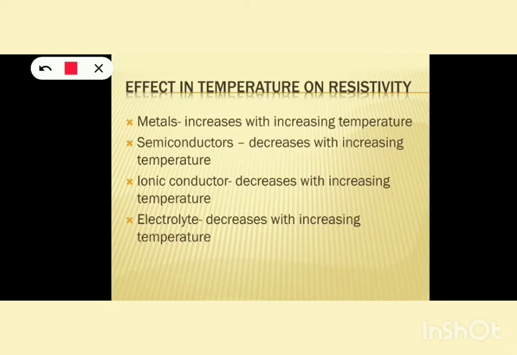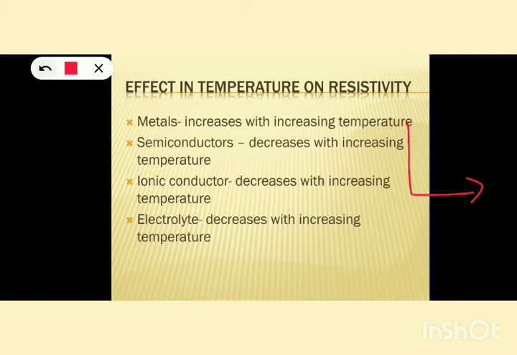Okay, so here also when temperature increases, conductivity increases and the resistivity decreases. So what will be the nature of the graph of resistivity versus temperature? The graph will be like this. So resistivity decreases with respect to temperature for semiconductors.